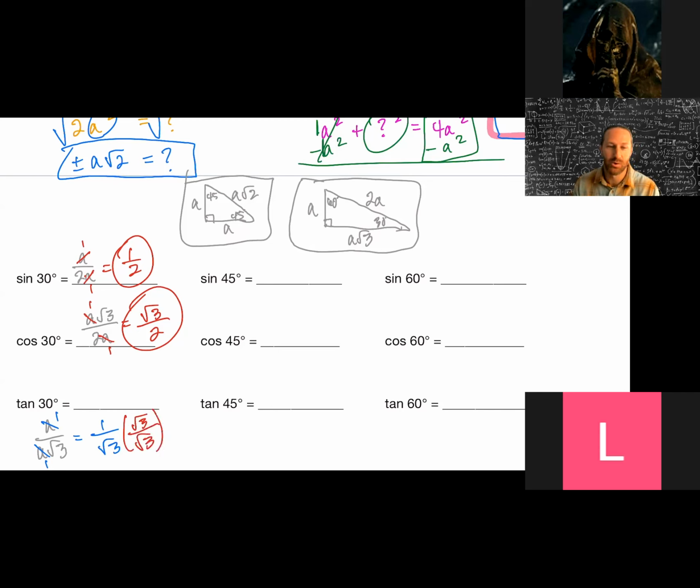Remember how we multiplied by the square root of 3 over the square root of 3, to get the square root of 3 over the square root of 9, which is the square root of 3 over 3? Guys good with that? Yeah. When is the sine of 30 going to equal 1/2? Always. The cosine of 30, root 3 over 2. Always. The tangent of 30, root 3 over 3. Always.